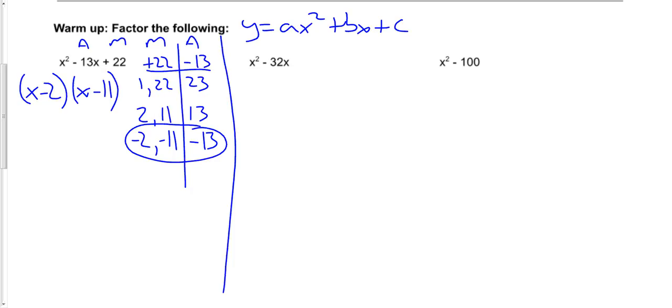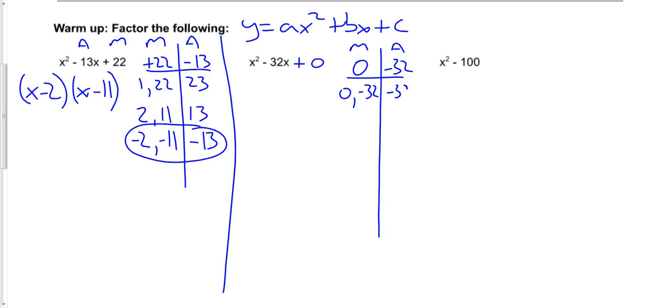In my next example, I've got x squared minus 32x, and at first glance it doesn't look like a trinomial, but it actually is. In fact, our c value is 0. So the two numbers have to multiply to 0, and they have to add to negative 32. Because they have to multiply to 0, one of those factors has to be 0, and the other has to be negative 32, because 0 plus negative 32 gives you negative 32. So in this case, the factors are x minus 32 and x plus 0.